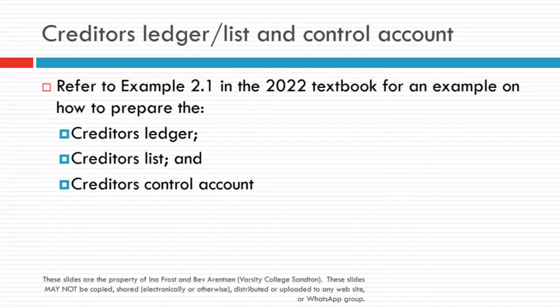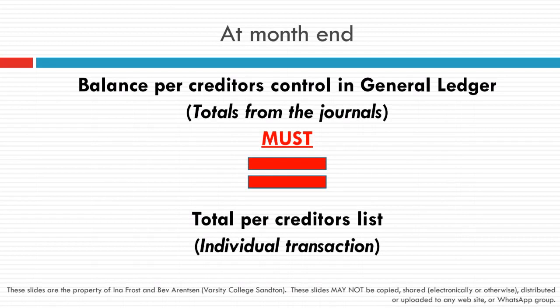In Learning Unit 2 of the textbook, if you need to just refresh yourself on it again, you can go and look at example 2.1, which will show you how to do the creditor's ledger and the creditor's list and creditor's control account. At the end of the month, the balance on your creditor's control account should be equal to the total per your creditor's list. And if this is then not the case, we also showed you in Learning Unit 2 how you would go about to reconcile the balance and the total.